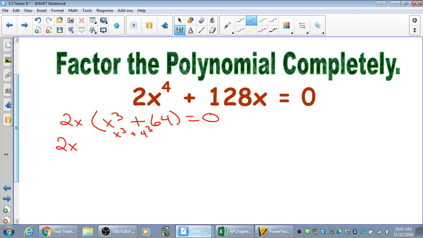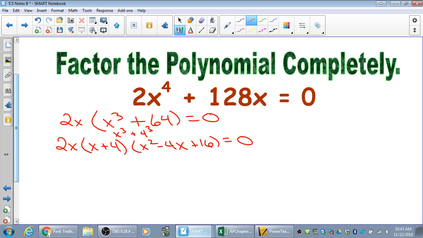Look off to the right-hand side of the board. You see a 64 up there. That's a perfect cube. The a is x, the b is 4. So here's the pattern, x plus 4. It's same sign. X squared, opposite sign. You multiply the a and the b. 4x. A is x, the b is 4. And then plus 16 equals 0.